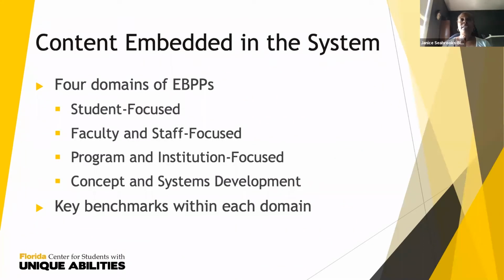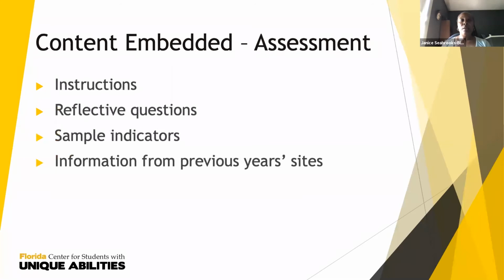Another feature is you have content embedded information in the system. You have the 4 domains of evidence-based and promising practices, as I mentioned before, and in each one of them, you will see some components. We will not go through each and every one, but we will look at some examples of what exactly is under the student focus domain, and what the benchmarks are under concept and systems development. So you can see some of the areas that we have in this comprehensive planning tool. And you as a team will then target the areas that you'd like to address. Each one of them has those benchmarks, with key components of how you might want to address planning and improvement.